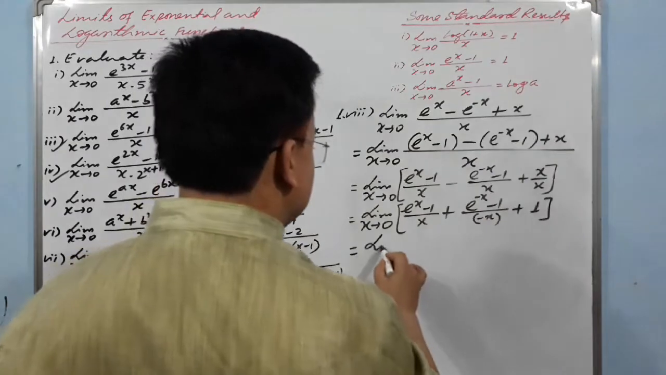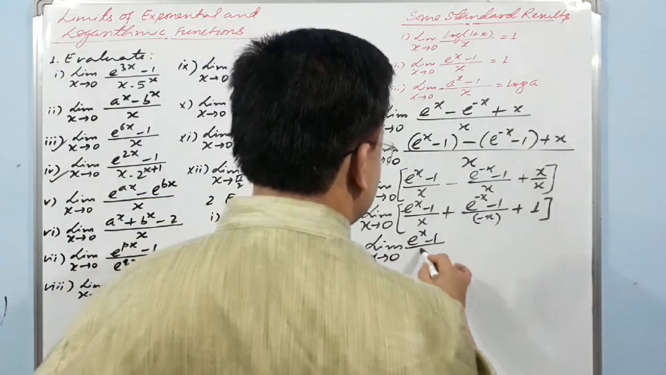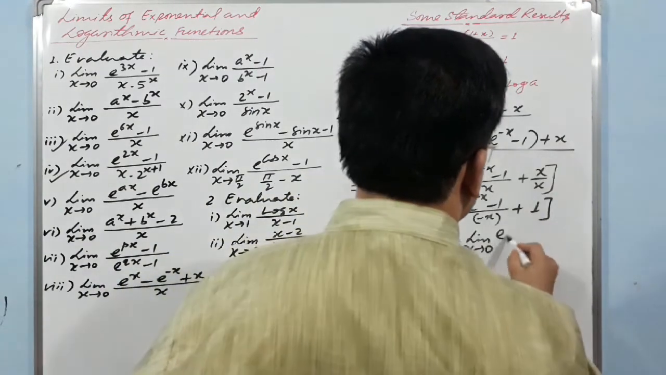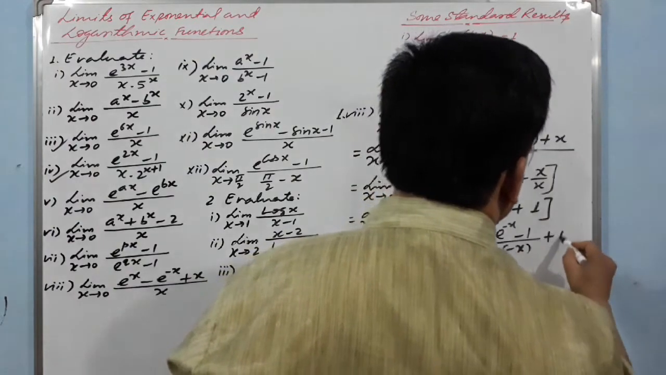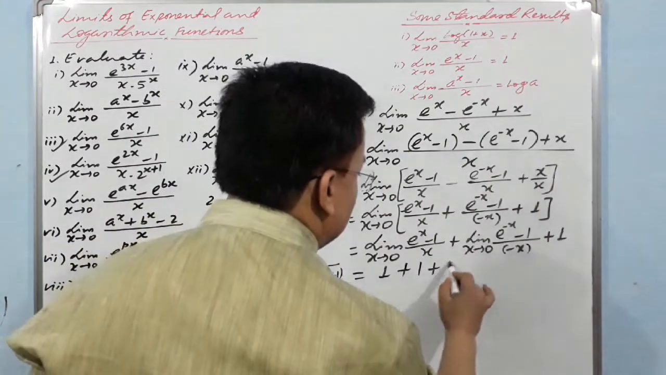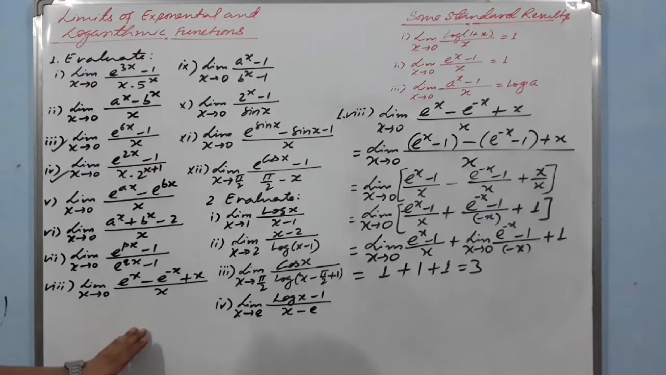Now let's write down the limit as x tends to 0 of e raised to power x minus 1 over x, plus the limit as x tends to 0 of e raised to power minus x minus 1 over minus x, plus the limit of 1, which is a constant, equal to 1. So 1 plus 1 plus 1 is equal to 3. 3 is the limit of this function.